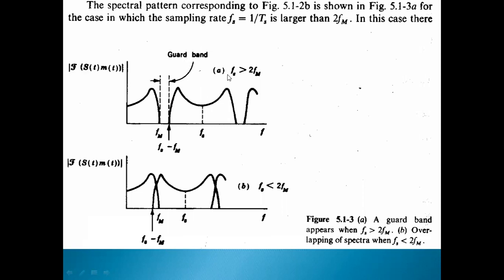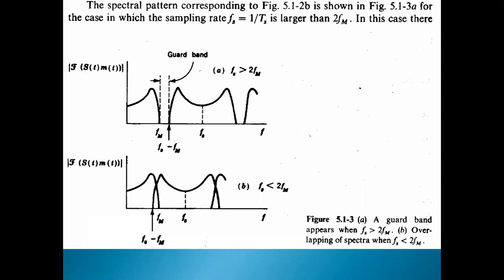So if the guard band is provided at the fs greater than 2fm condition, actually this relation may be called the sampling theorem. In the sampling theorem, the modulated signal can be recovered from the samples in the fs greater than 2fm condition only.